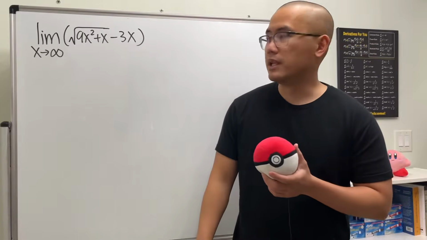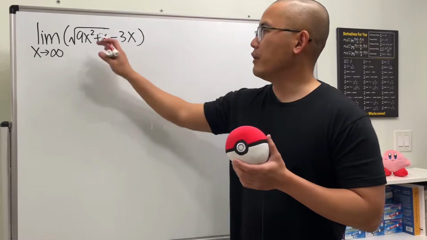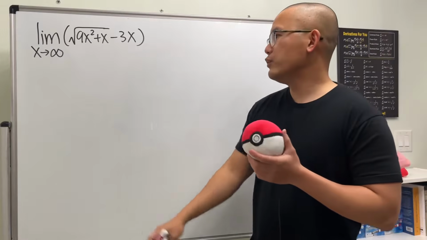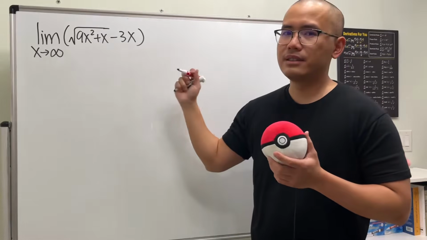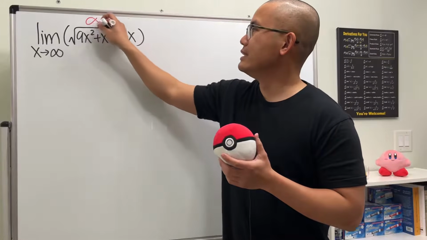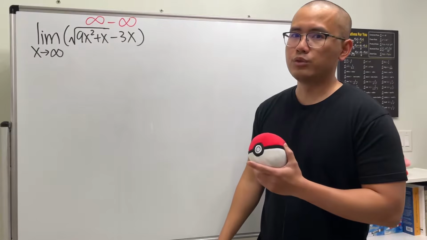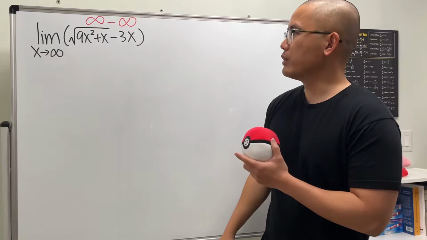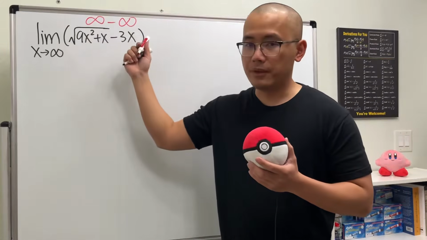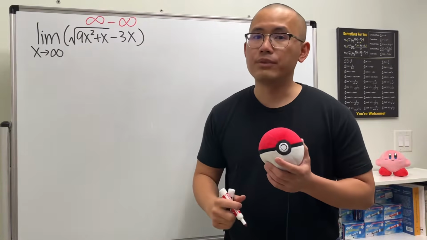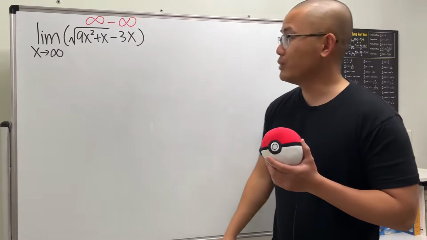Here we are going to compute the limit as x approaching infinity of this expression, and if we plug in infinity into all the x's, in fact, we will end up with infinity minus infinity, but we cannot say this is equal to 0 right away. It could be equal to 0, but this is an indeterminate form, so in fact, we will have to do more work. So what do we do?